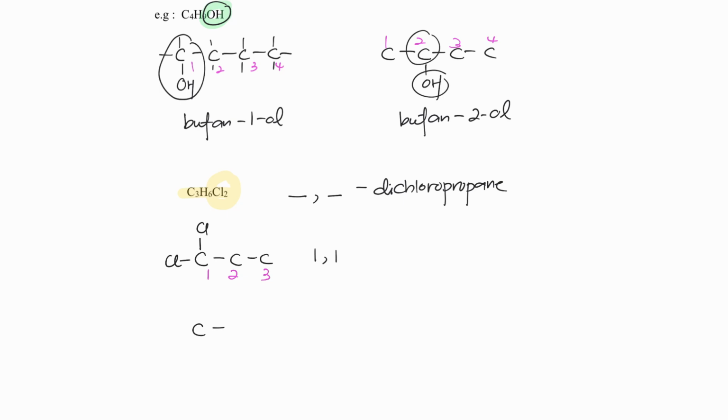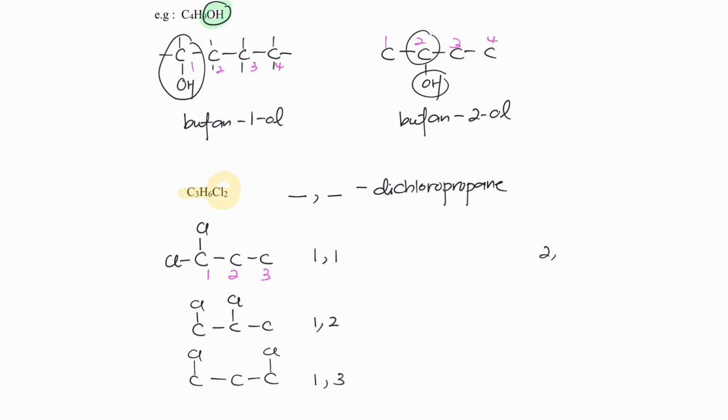We can also have 1,2. So at the first carbon and at the second carbon. So we can also go for 1,3. So we can have the first carbon and the third carbon to have the chlorine atoms. So done with 1,1, 1,2 and 1,3, we can actually try for 2,2.